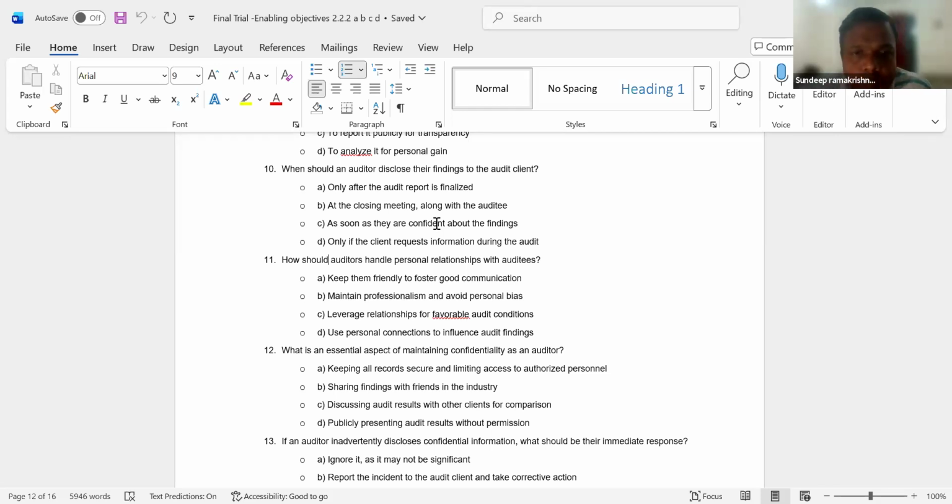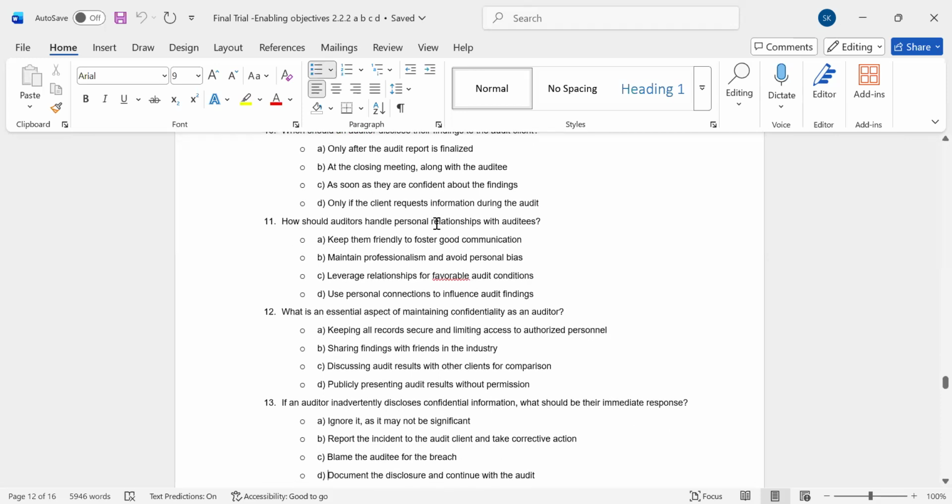Next question, 12. What is an essential aspect of maintaining confidentiality as an auditor? A. Keeping all records secure and limiting access to authorized personnel. B. Sharing findings with friends in the industry. C. Discussing audit results with other clients for comparison. D. Publicly presenting audit results without permission. A, sir. Keeping all records secure and limiting access to authorized personnel. Right, A is the correct answer. Anybody with any other answer? A only. Right, good.